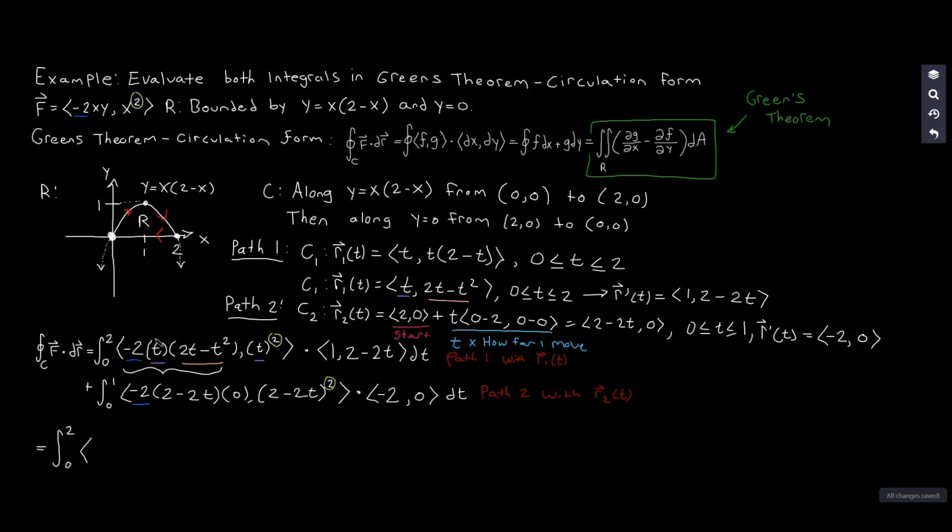So we're going to have to multiply everything in the x component here. This is going to become negative 4t squared plus 2 times t cubed. And then for the y component, this is just going to be t squared. And we're going to dot it with the same thing.